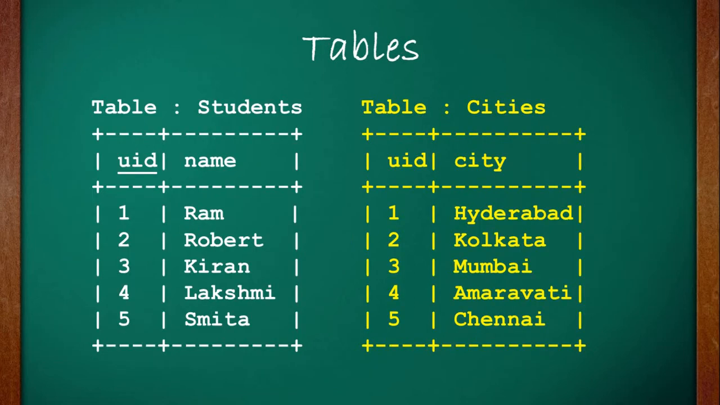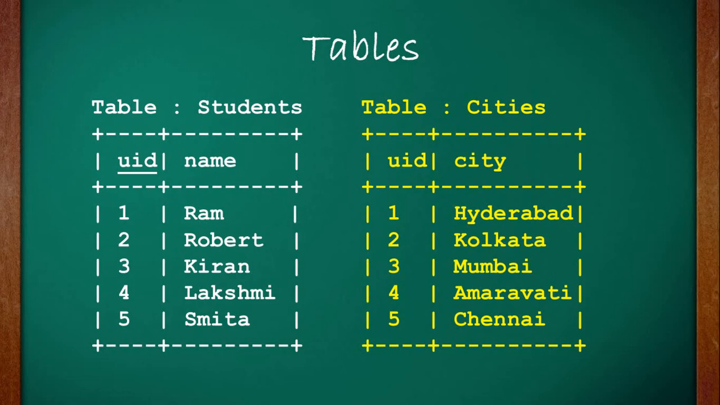MySQL joins are used to retrieve data from multiple tables. Here I have two tables, students and cities, each with 5 rows. From these two tables, I can know that the name of the student with UID 1 is Ram and the city to which student 1 belongs is Hyderabad. The name of the student with UID 4 is Lakshmi and the city to which student 4 belongs is Amravati.